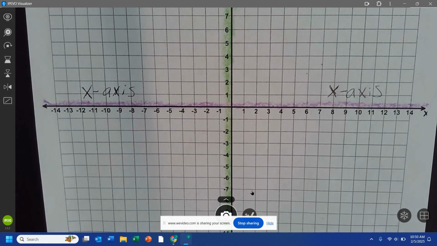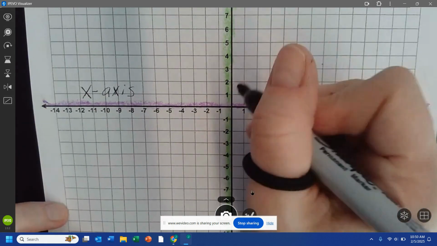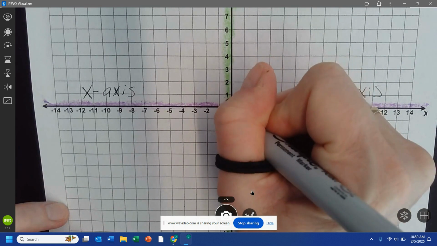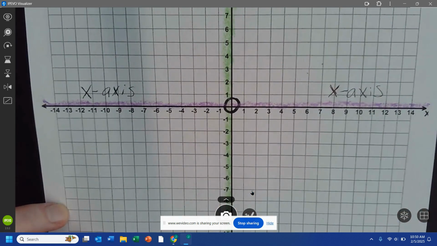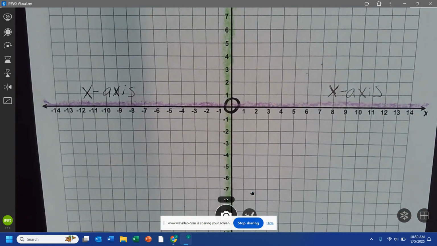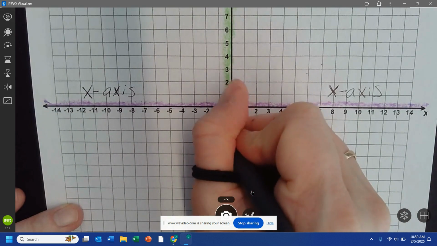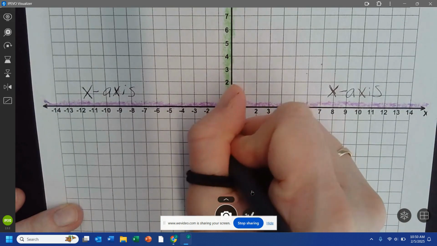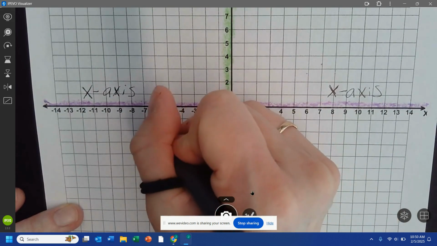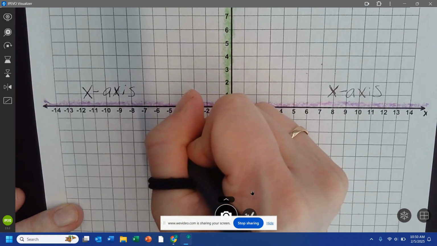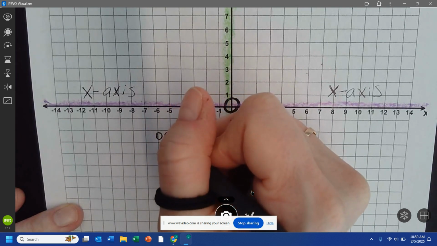So I'm going to take a marker just because crayon doesn't work over this, and I'm going to make a big 0 right there. And I like to make it look like that because the other piece of this is that this is called the origin, and origin starts with O, right? In English class, an origin would be where something begins.